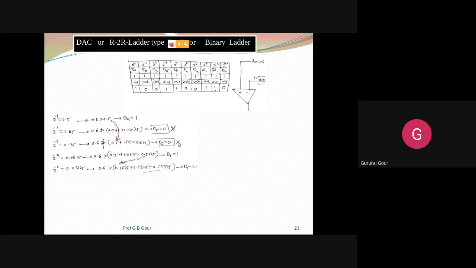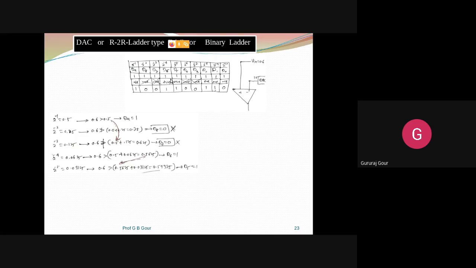Okay, go for the next position, that is D6. Again divided by 2. D6 is which position? 1, 2, 3, 4. Four times divided by 2 means 1 by 2, 1 by 2, 1 by 2, 1 by 2, which means 2 to the power minus 4.